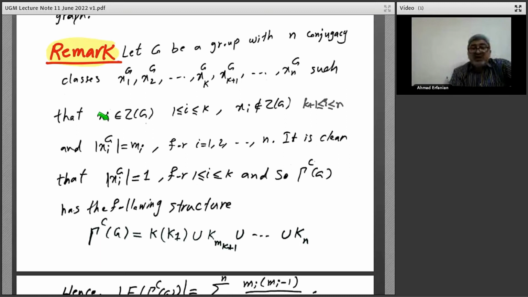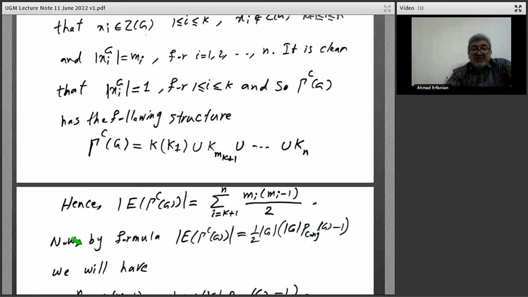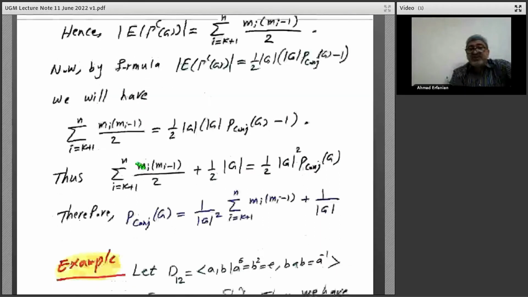So if x_i is not in the center, for i between k plus 1 and n, and they have size m_i, then we can see that the graph structure for this group has k isolated vertices, and the union of n minus k complete graphs.